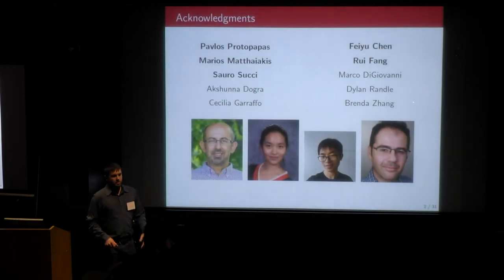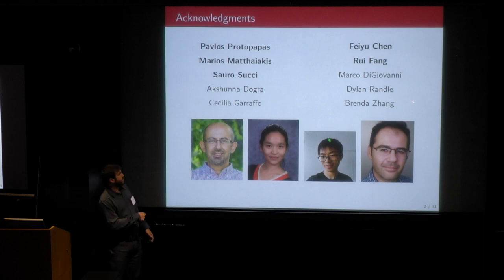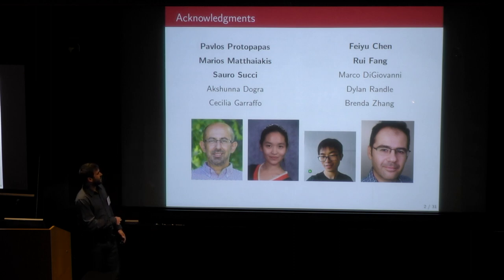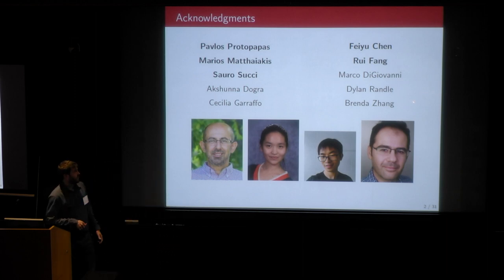All right, so a lot of people in our institute are working on this. There's Pavlos, Marios is a research associate, Saro, whose picture didn't quite make it up here, but he's not here yet, so don't tell him. Feiyu is one of my master's students. I'll talk a little bit about his work, and Ray is a former master's student that kind of got me started in this whole neural network business some time ago.